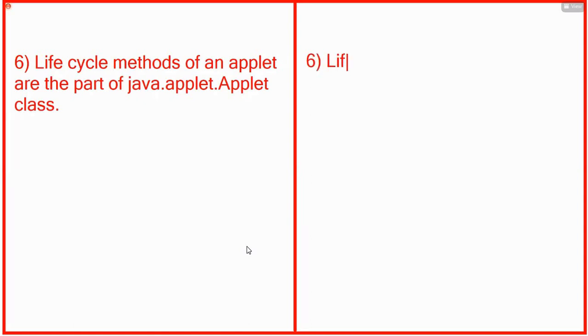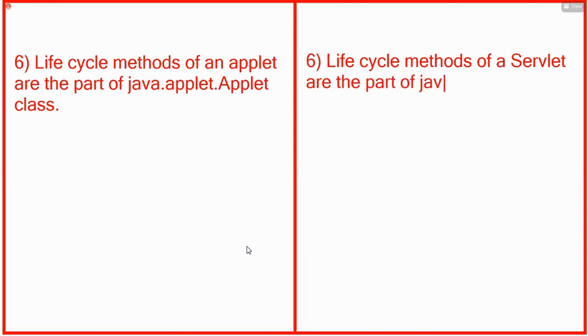Life cycle methods of a servlet are the part of the javax.servlet interface. Say, life cycle methods of an applet are the part of the java.applet.Applet class. Life cycle methods of a servlet are the part of the javax.servlet interface. Here it is Applet with capital A, and here Servlet with capital S, because one is a class and the other is an interface.